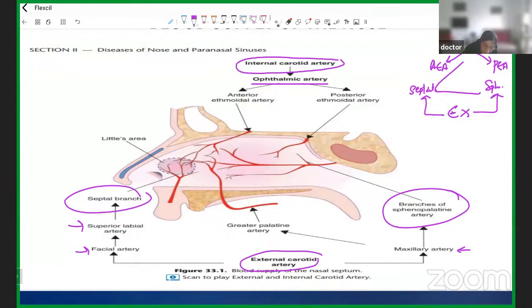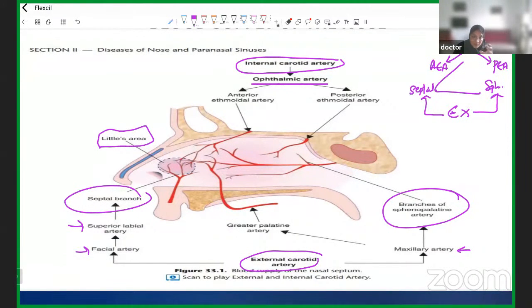Now, all these arteries will move ahead and come in between. So it's like a round table conference, let's say, like a square table conference. All the arteries will move and they will join together. They'll just come close to each other on one point. Now, this point is known as Little's area. So when you have nasal bleeding, you're advised to pinch the tip of the nose because the main part that bleeds is the branches in the Little's area.